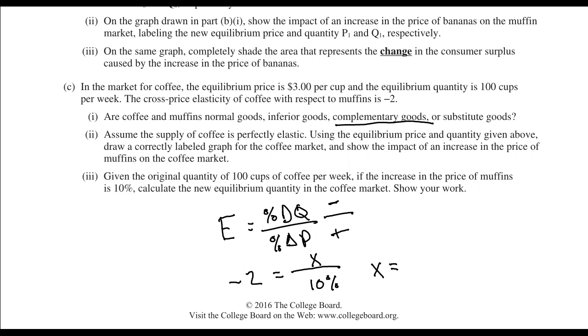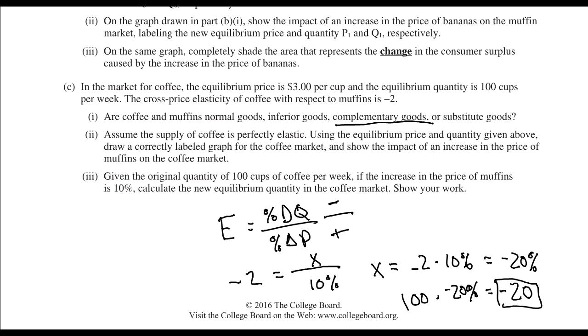X equals -2 times 10% equals -20%. Okay, so if we started with 100 cups per week times -20%, we would see that we would lose 20 cups of coffee per week. So we started with 100, we lost 20, we now have 80 cups per week.